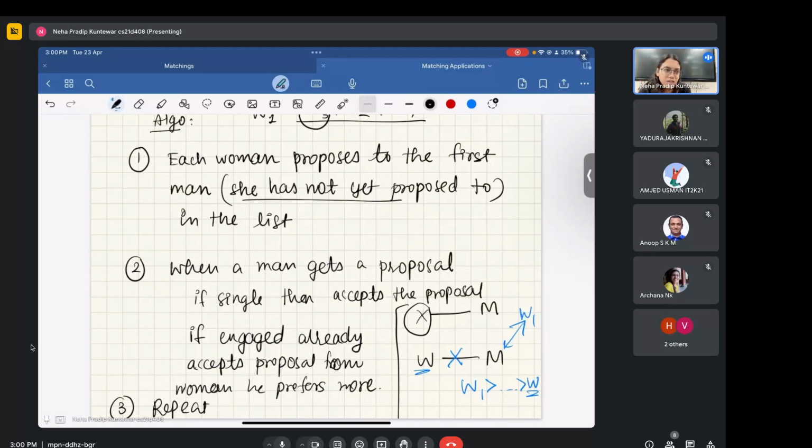Okay, so is the algorithm okay? What did we say? Every woman proposes to a man she has not yet proposed to, and what does the man do when he gets the proposal? If he's single, he accepts it. If he's already engaged to someone, and he prefers the other woman more, he's going to accept it. Then we keep on repeating this, and the claim is that we're going to end up in a matching at the end of some finite number of steps. We're going to end up with a stable matching, or a stable marriage.